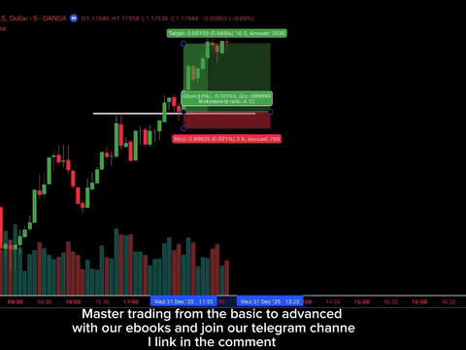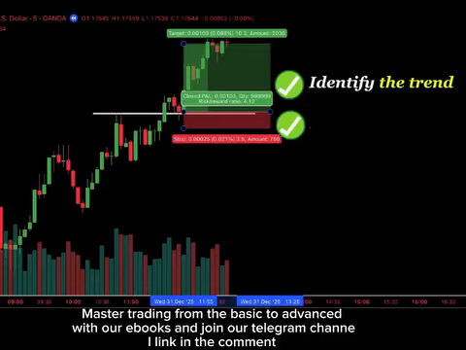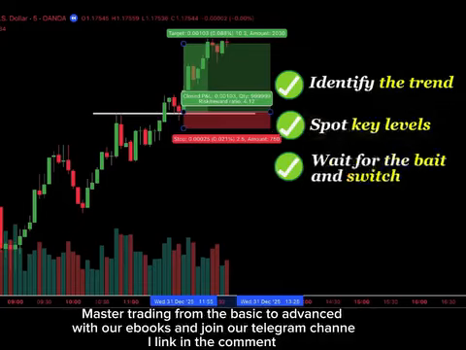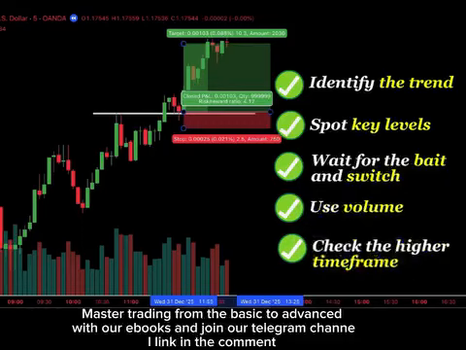And as you can see, the market moves up exactly as expected. Let's quickly break down what you just did. You identified the trend. You spotted a key level. You waited for the bait and switch at that level. You used volume to confirm buying pressure. You checked the higher time frame for alignment.